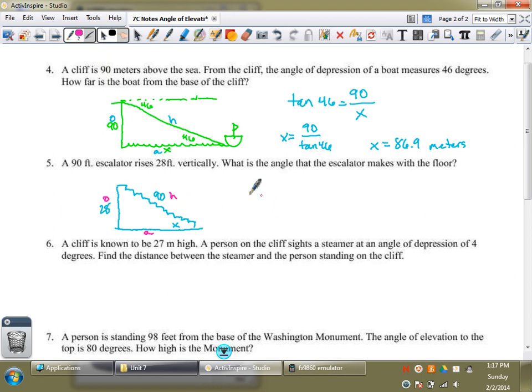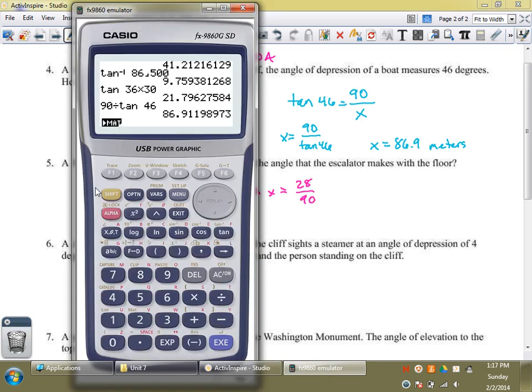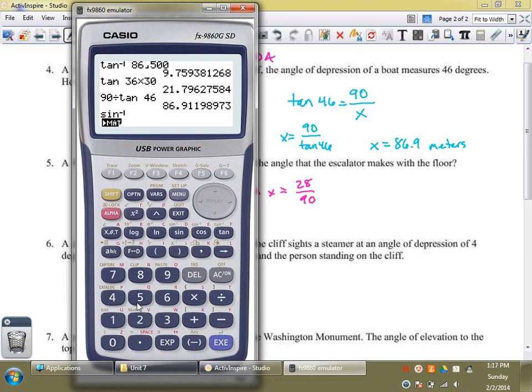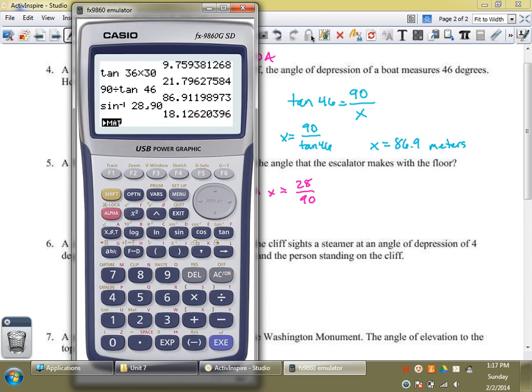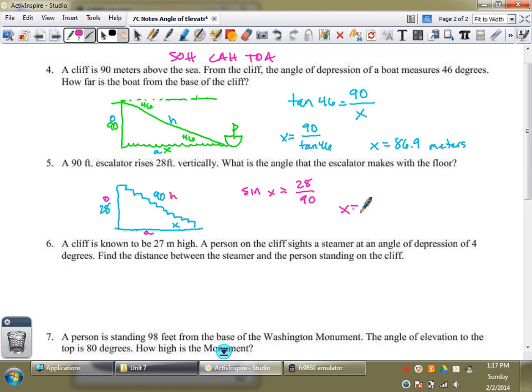So now we have sine because of SOHCAHTOA. We have sine. So the sine of x is 28 over 90. We're looking for the angle here, so we're going to use the inverse function. Inverse of sine is 28 over 90. Oops. And that is 18 degrees. So x equals 18 degrees.